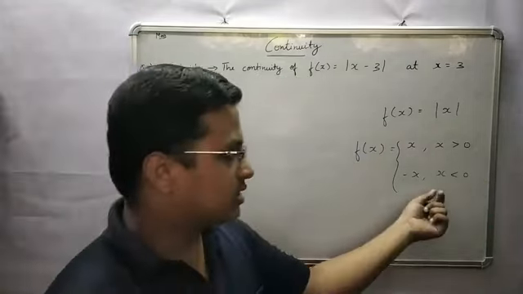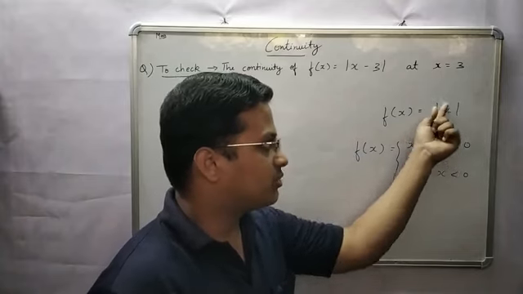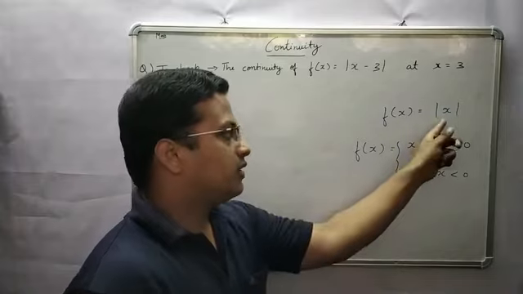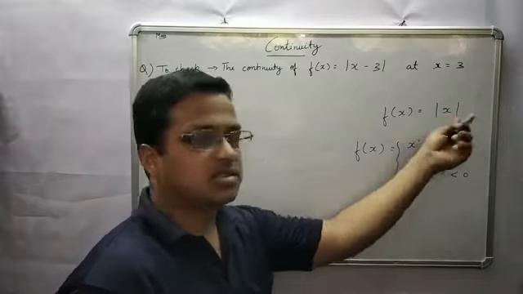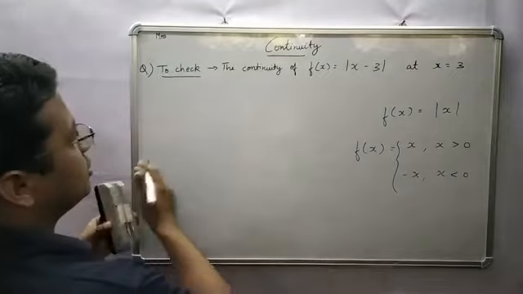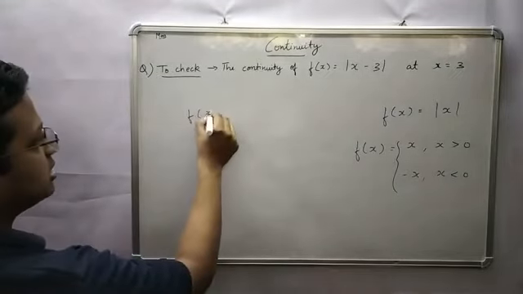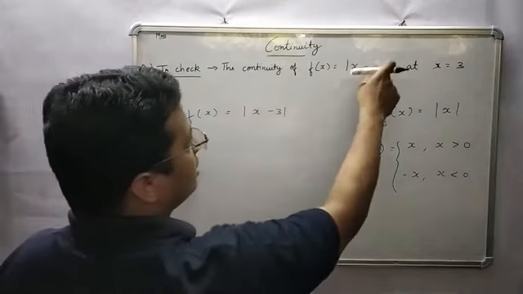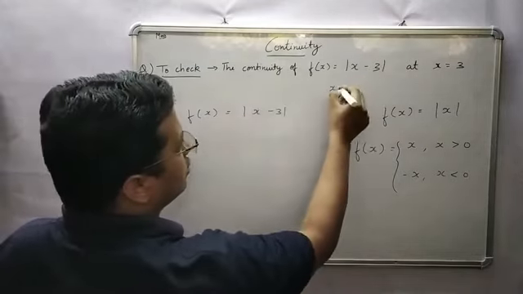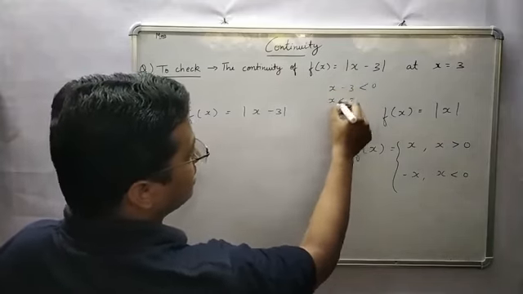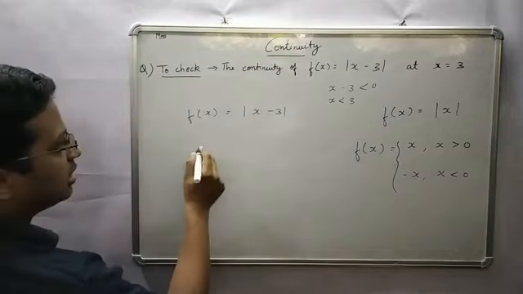So whenever this part becomes negative, the answer is minus of that. And whenever this part is positive, the answer is the same itself. So accordingly, let us try to break this one. So f of x is x minus 3. When will this part be negative? So x minus 3 less than 0. When will this be possible? If x is less than 3. So our critical point is 3.